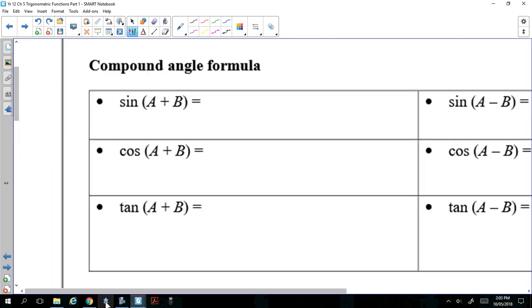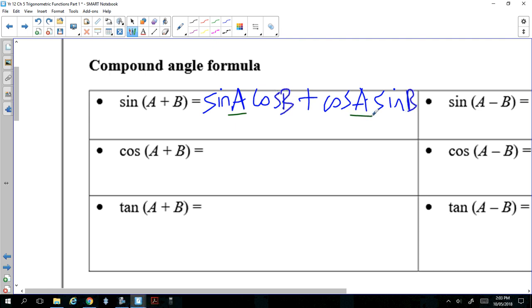Okay, let's try that. So sine A plus B, so I just go sine A cos B. So remember the pattern, sine cos plus cos, then sine. Notice that the position of A doesn't change. A goes first again, but the sine and cos get switched over, right? All right, that's it.